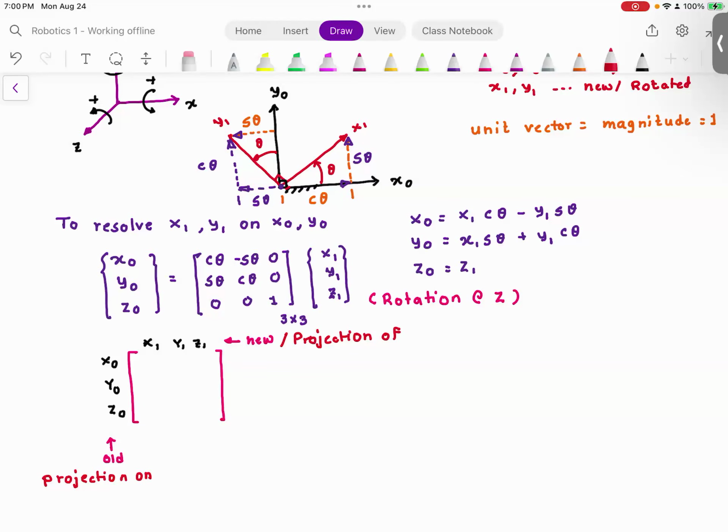What is the projection of x1 onto x0? Cosine theta. What is the projection of y1 onto x0? Negative sine theta. What is the projection of z1 onto x0? 0, because they are orthogonal.